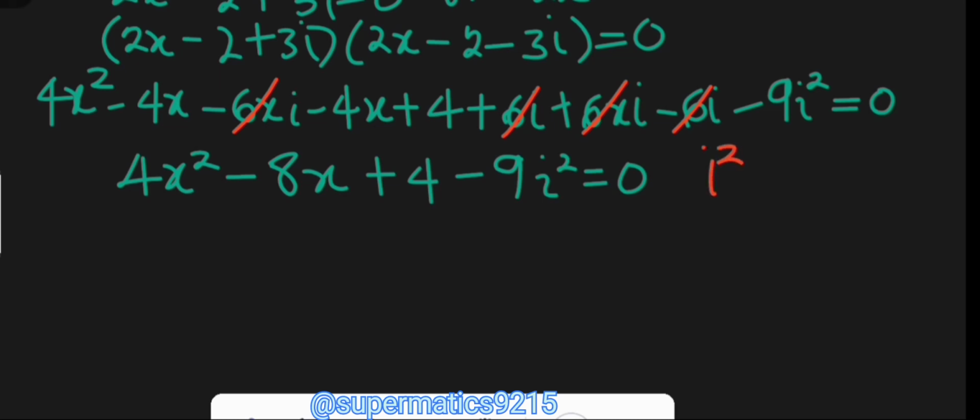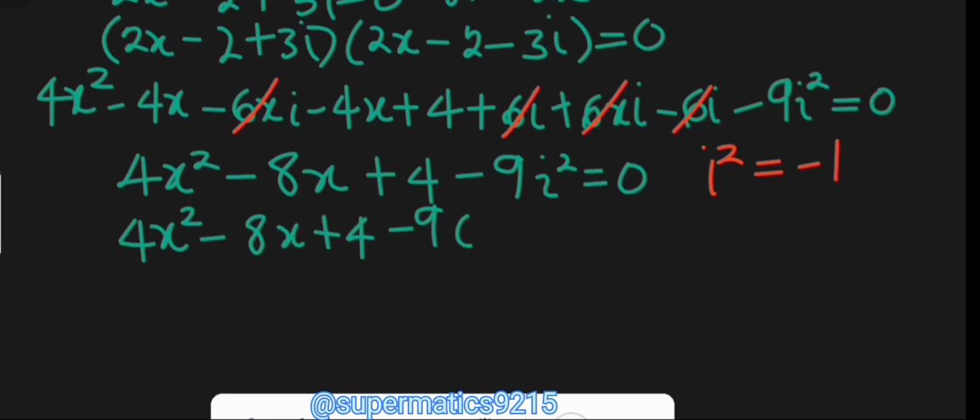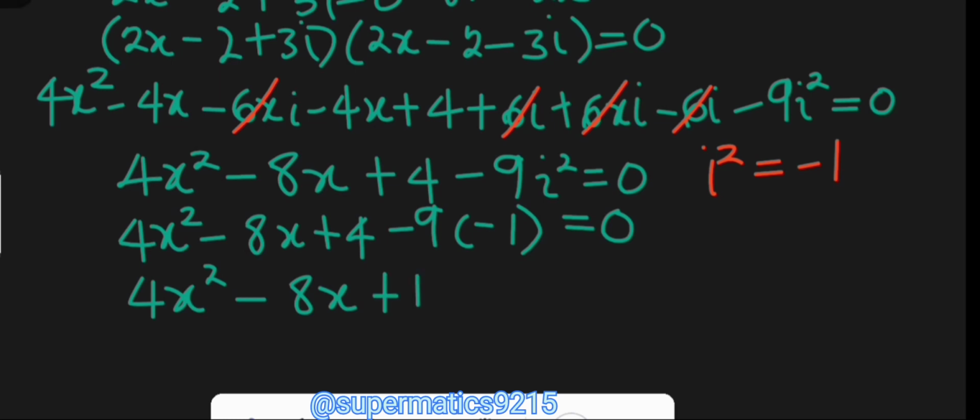Recall that i squared is negative 1. Therefore, the equation becomes 4x squared minus 8x plus 4 minus 9 multiplying minus 1, and that's equal to 0. Finally, the required quadratic equation is 4x squared minus 8x, then plus 4 being added to minus 9 times minus 1, which becomes plus 9, and that becomes plus 13 equals 0 as the required quadratic equation. This is how to form a quadratic equation from complex roots.